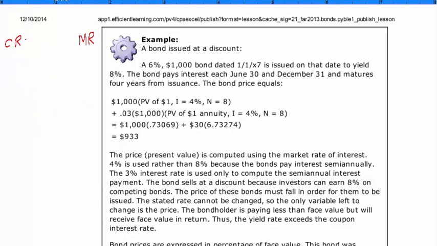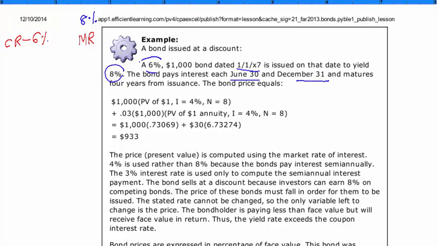In this problem we have a coupon rate of 6% and a market rate of 8%. So the market rate is higher. When the market rate is higher, then what do you have to do? You are going for the discount. Market rate is 8%, so the bonds are issued at discount. A 6% 1000 bond dated 1/1/2007 is issued on that date to yield market rate 8%, and the bond pays interest each year, each June 30th and December 31st.